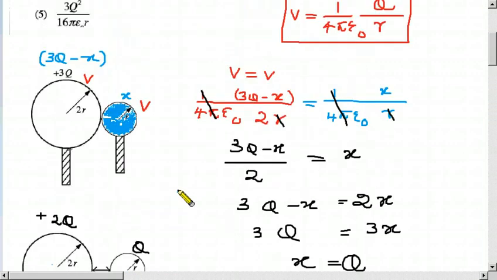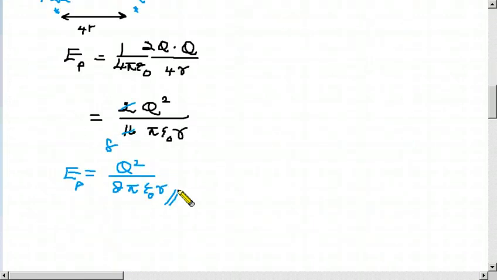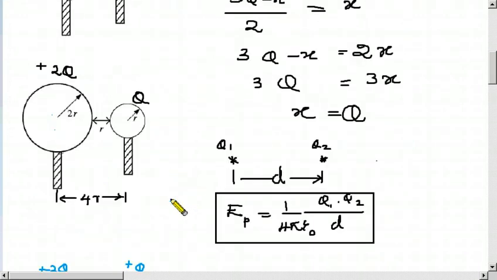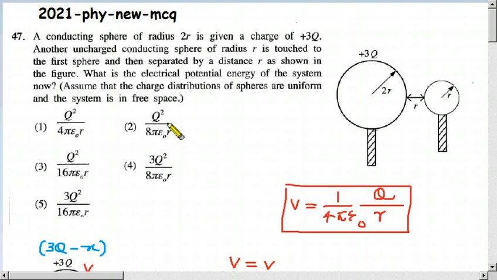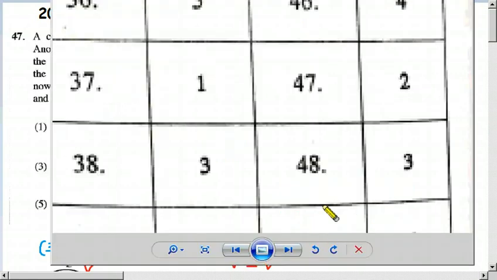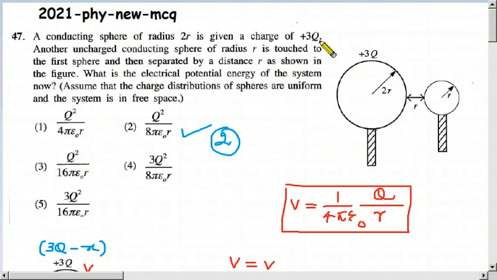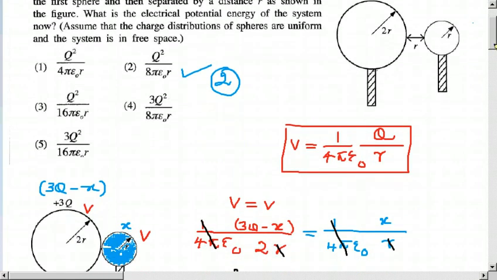Q squared divided by 8 pi epsilon naught r. This one is the answer, the second one. So let us check. The question number is 47. For 47 the answer is 2. Correct, the answer is 2. So we received the second one as the answer.